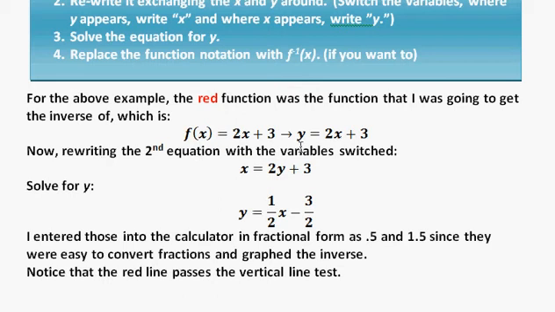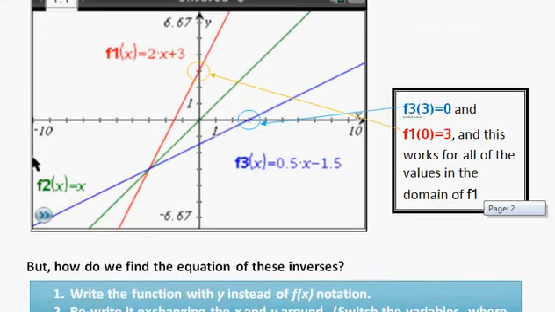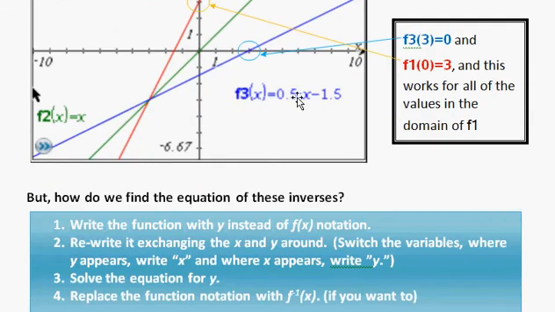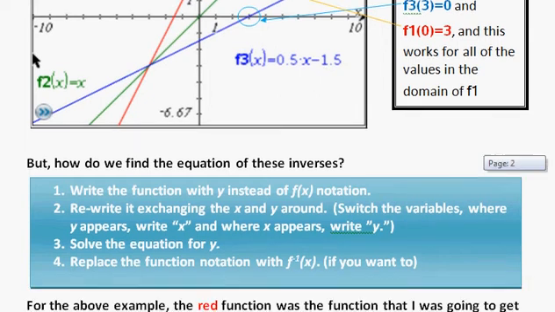Now, rewrite the second equation, this new one we just wrote, with x in for the y and y in for the x. So it becomes this equation, x equals 2y plus 3. Finally, solve for y here. Once I had y is equal to 1/2 x minus 3/2. Now, I happen to use decimals because they were easier to type into the calculator when I graphed it, so that's why you'll see decimals, because 1/2 and 3/2 easily converts to 0.5 and 1.5, and they're exact.